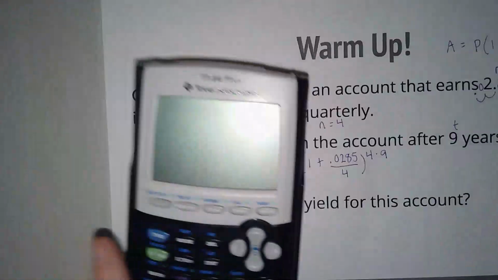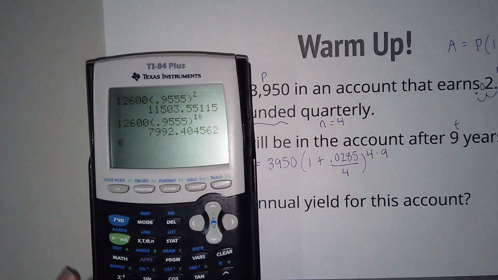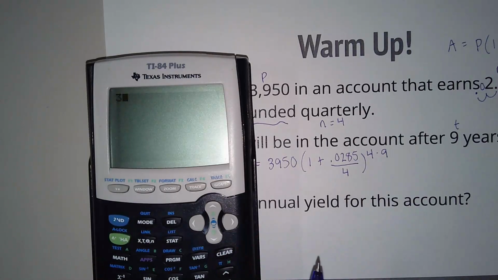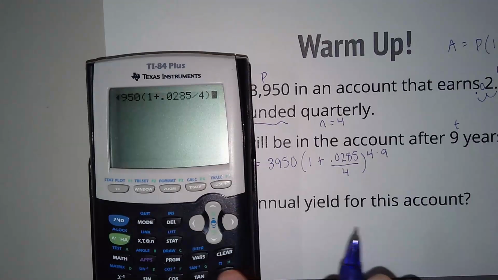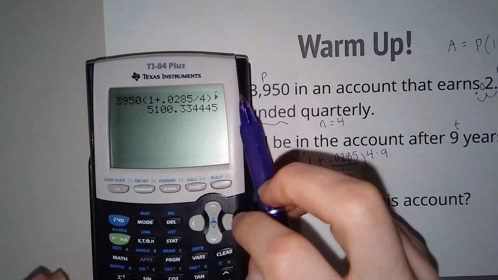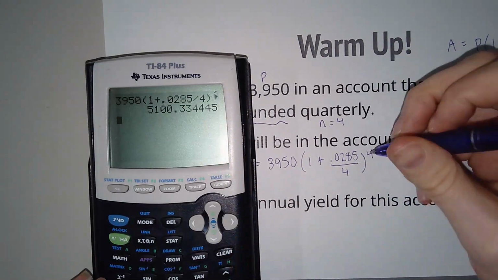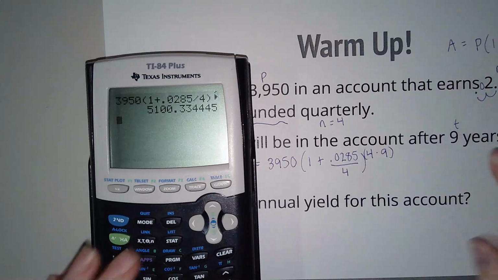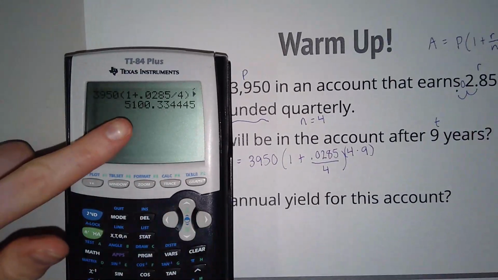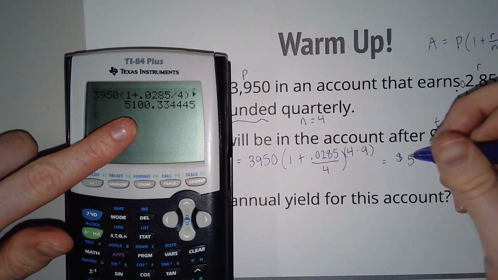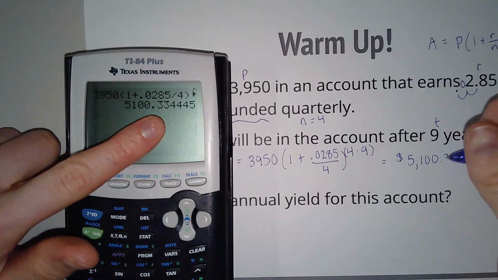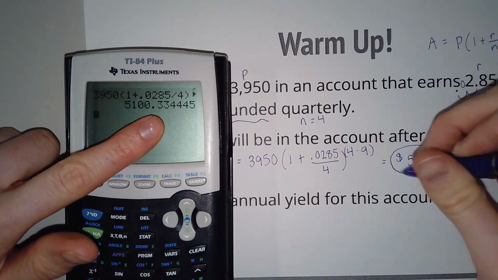Once we have that set up, we should be able to evaluate that on our calculator. So I'll go ahead and type this in. One thing to just remember, if you are using a scientific calculator, make sure you put parentheses around that 4 times 9, or else you won't get the same answer. Since we're talking about money here, that would be $5,100.33.